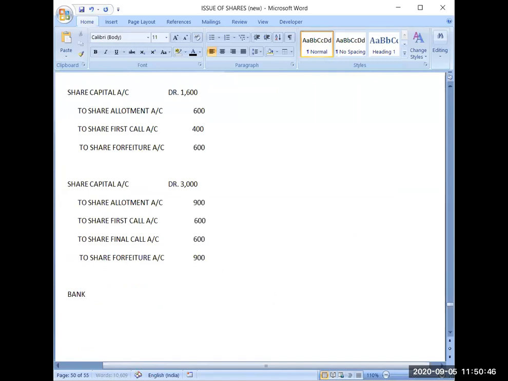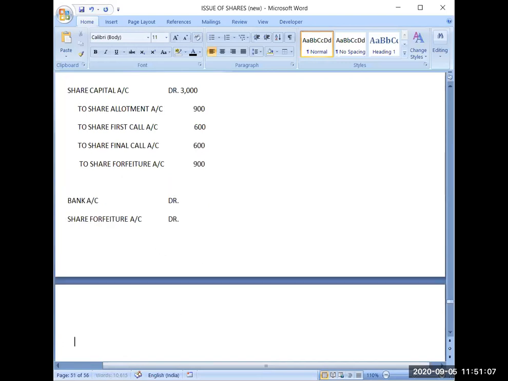Bank account debit, share forfeiture account debit, to share capital account.